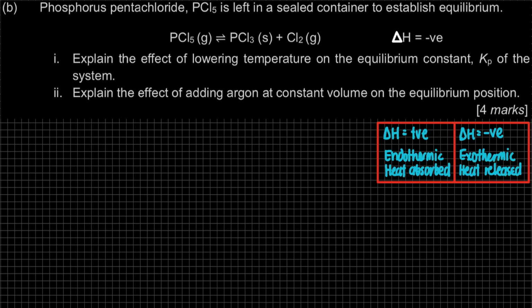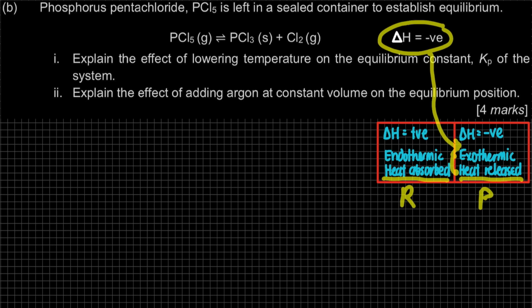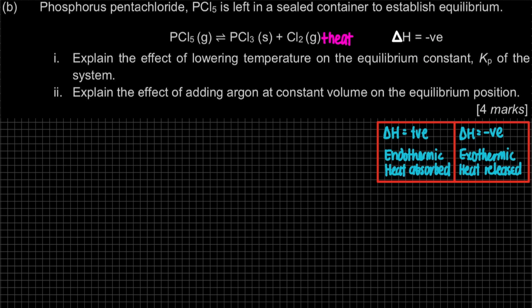So that you know that when heat is absorbed, heat will be on the reactant side, while if heat is released, it will be on our product side. In this case, our reaction's delta H is a negative value, so it means exothermic, heat released, and the heat will be on the product side. Now we know that the heat is on the product side, we can do the analogy.